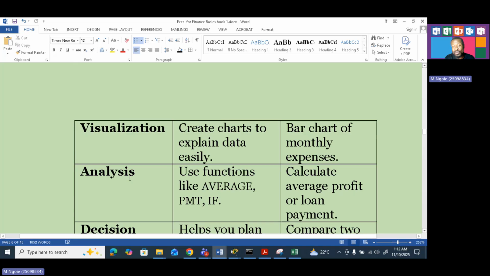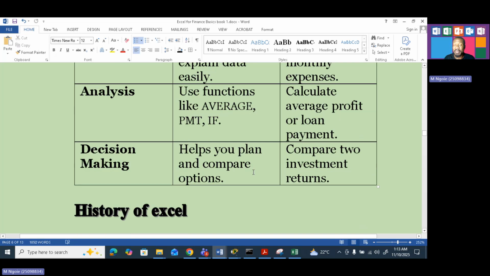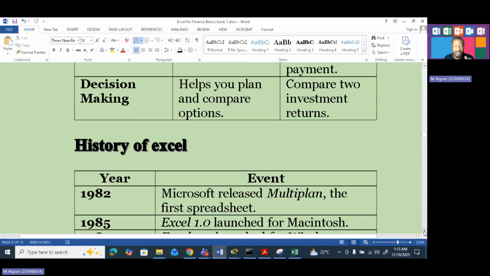So Excel will allow you to analyze your data, to analyze your income, to analyze your savings, to analyze your expenses, right? You can use functions for analyzing your data, such as the PMT, the average, and so on, right? So Excel can allow you to calculate the average profit or loan payment, and so on. And another benefit is decision making. So Excel can allow you to plan and compare some of the options and compare your investment returns and so on.